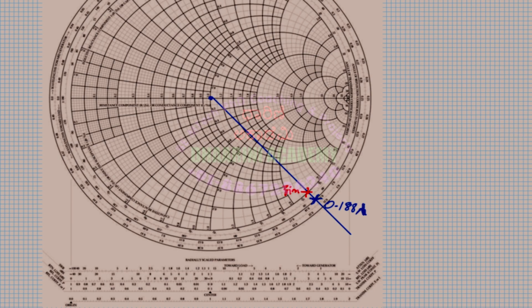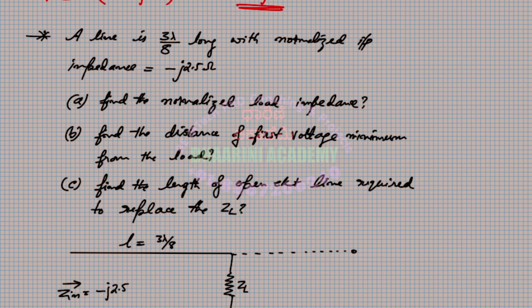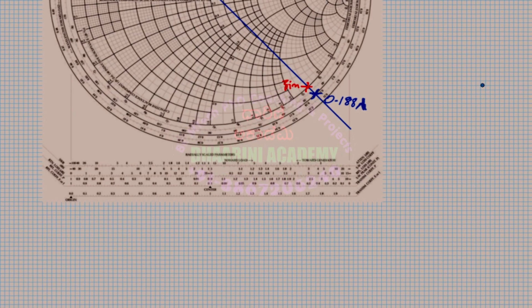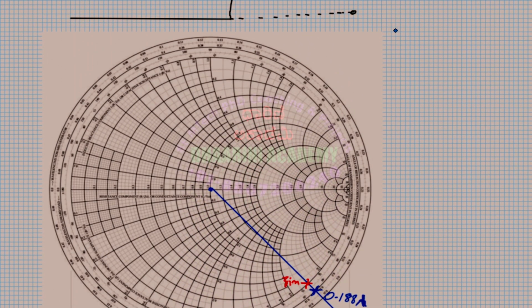So the question is, what is the load impedance? But where is the load located? If you check the question, it's 3 lambda by 8. So 3 by 8 is 0.375. Correct? So 0.375 I should add. You need to show the calculation as well, so I'll write here.